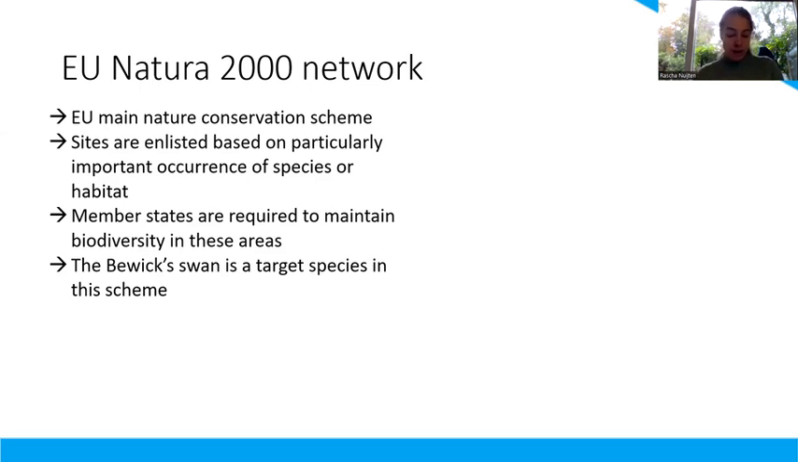EU member states are obliged to protect the enlisted Natura 2000 sites and the target species of these sites from deterioration. The Bewick's swan is a target species of Natura 2000 and also for many of the enlisted sites. Given the negative population trend of the Bewick's swan in northwestern Europe, the question whether Natura 2000 areas sufficiently protect this species is very relevant.